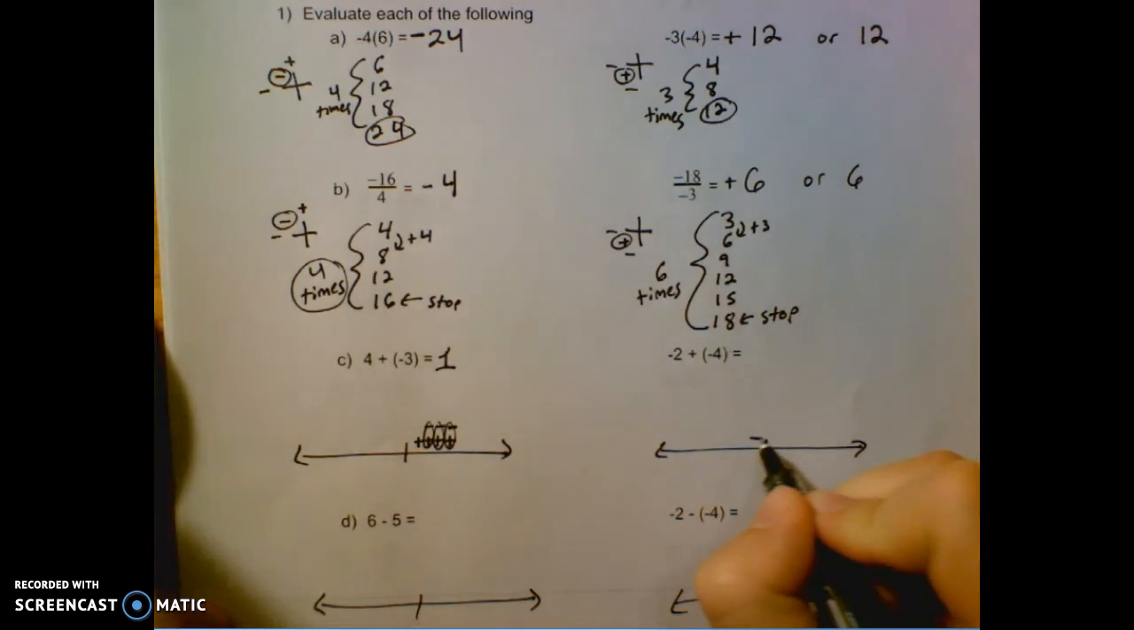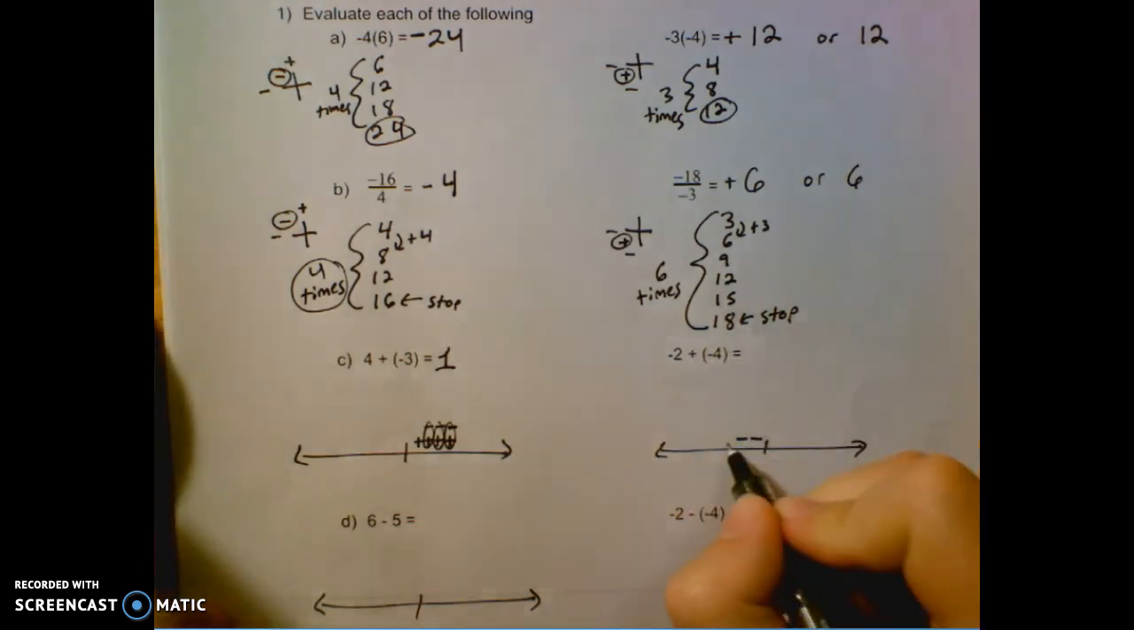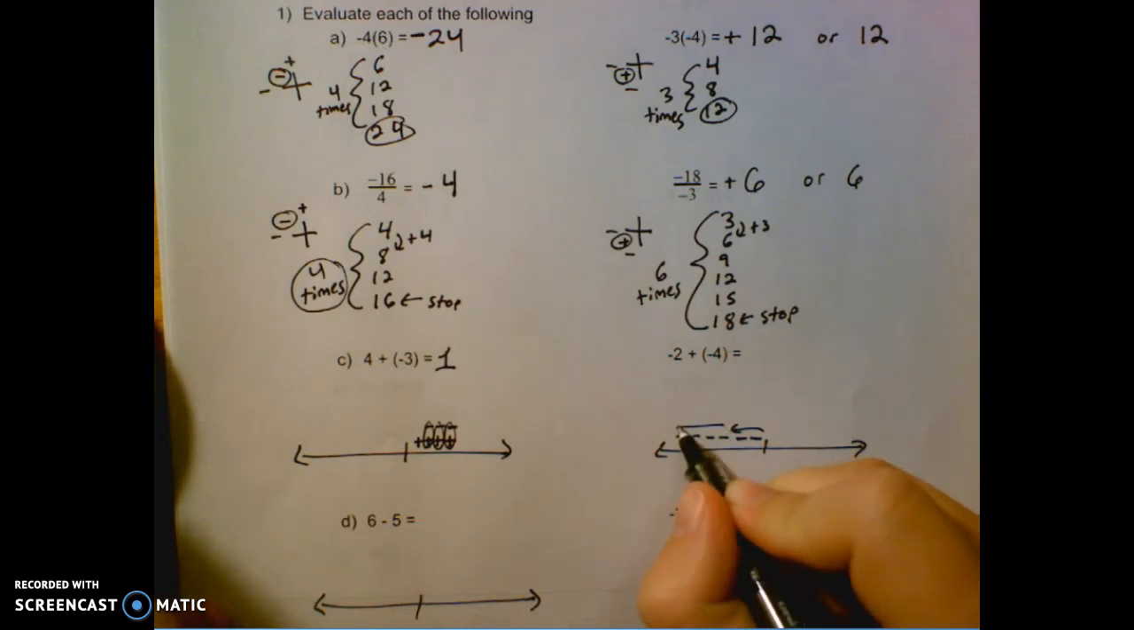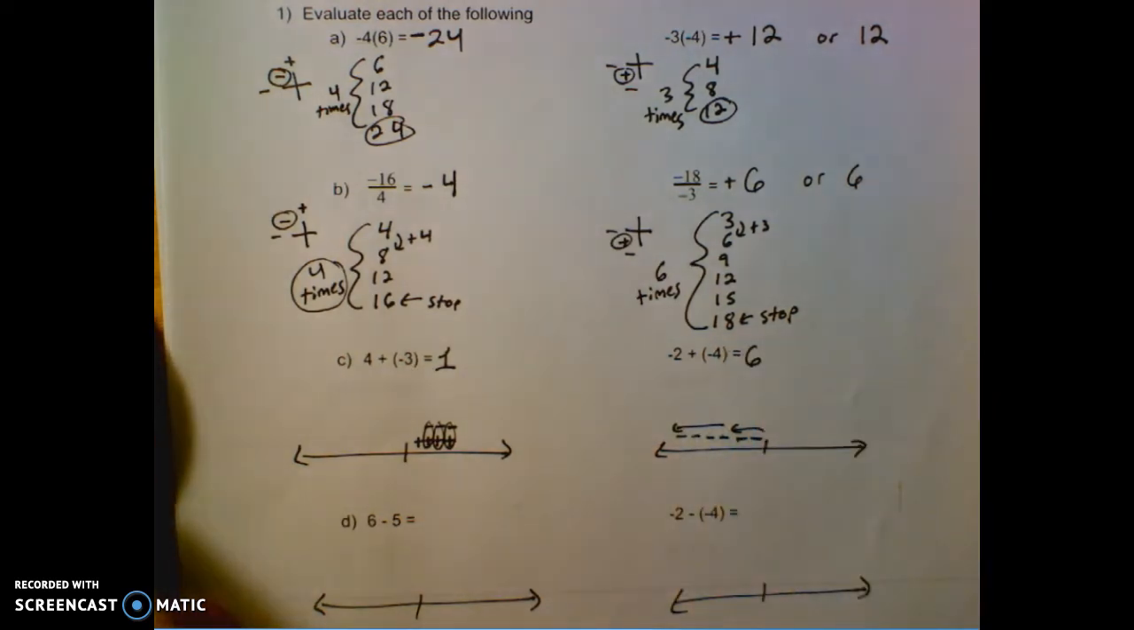Here, 2 negatives, and then I'm going to write 4 more negatives. So that's 2, 1, 2, 3, 4. Count them up: 1, 2, 3, 4, 5, 6. 6 positives.